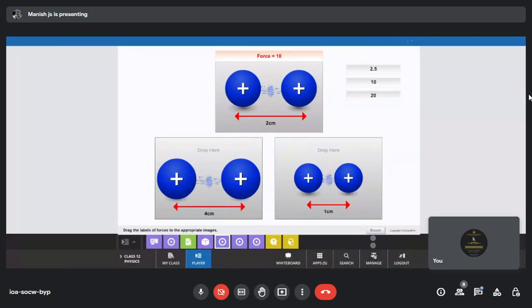They have given you the force as 10. So appropriately you will have to calculate what is the force between two positive charges when they are separated by a distance of 4 centimeters. What happens to the force? Would the value of force be correct?